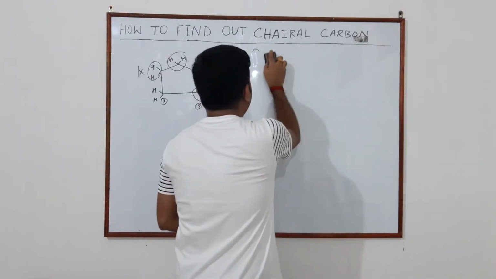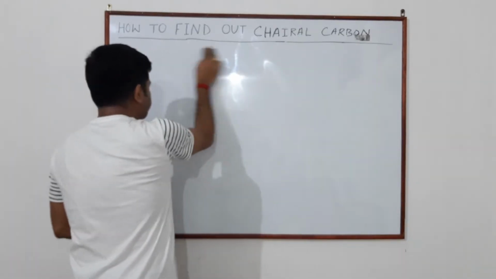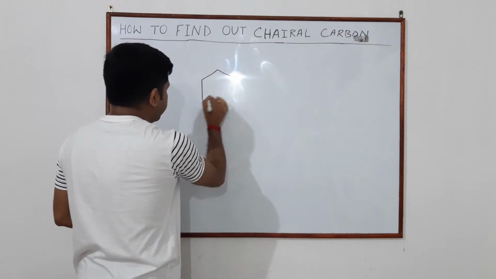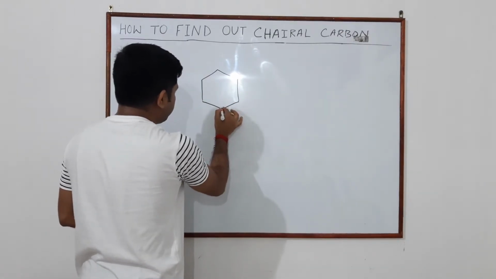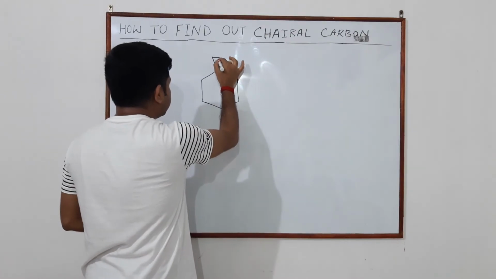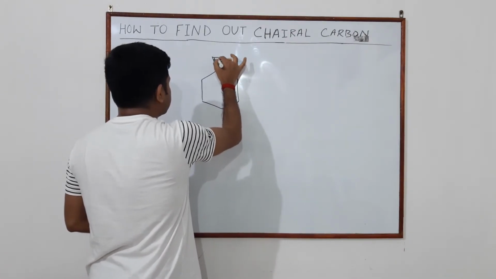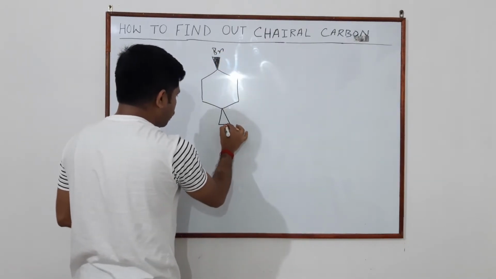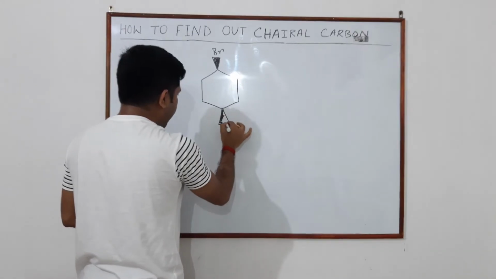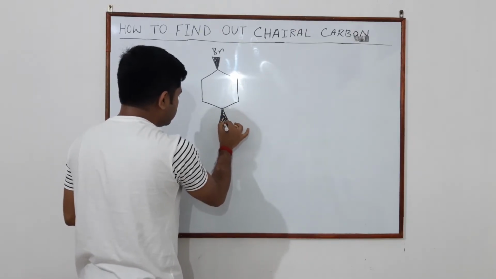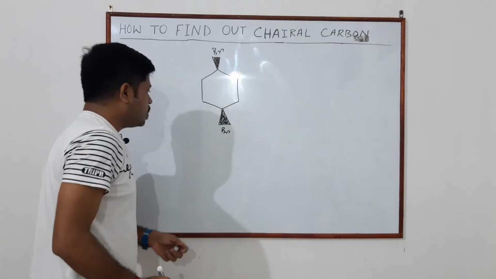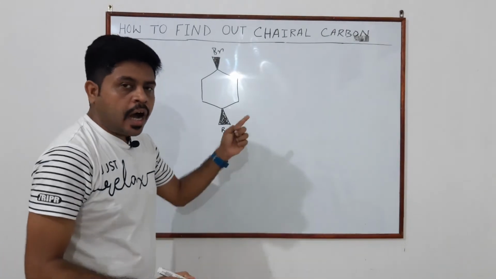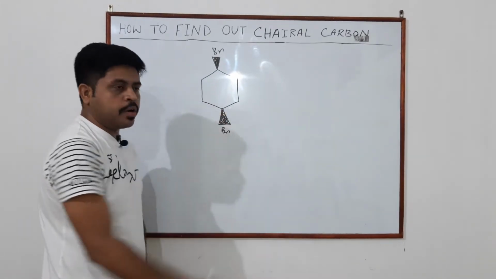Now I am talking about a compound whose structure is like this. A six-membered cyclic ring attached with bromine, and in the same way this carbon is also attached with another bromine atom. So now we have to find out how many chiral centers are there for this particular molecule.